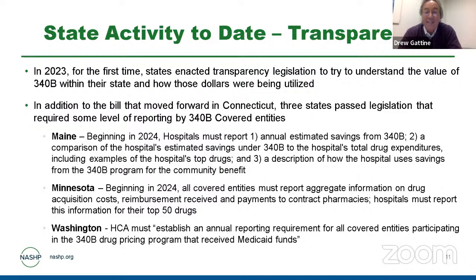for covered entities that receive Medicaid funds, which I would imagine is pretty much an overlapping set, the healthcare authority is told to establish an annual reporting requirement for all covered entities. And they didn't really give the HCA in Washington State much more guidance than that in terms of the language. So they are working right now on trying to figure out what they're going to do for that reporting.